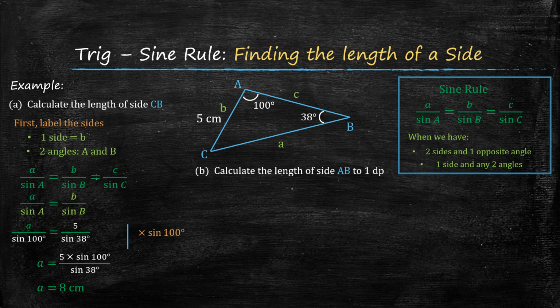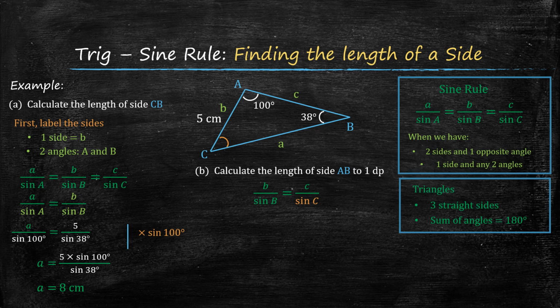So we're asked to calculate the length of side C. Now, the relevant sine rule for us here is B over sine B, as we have both side B and angle B, is equal to C over sine C. Now, we do not have angle C. So how can we find angle C?